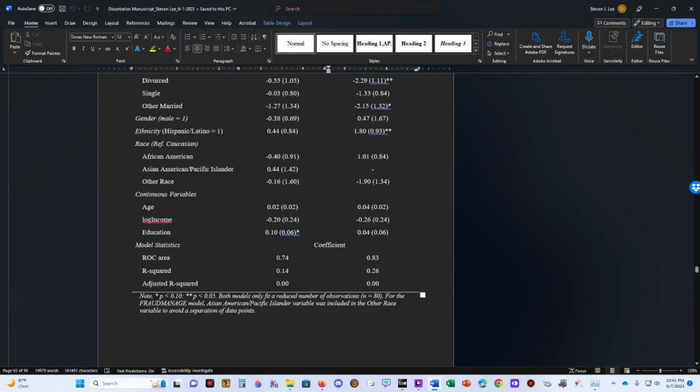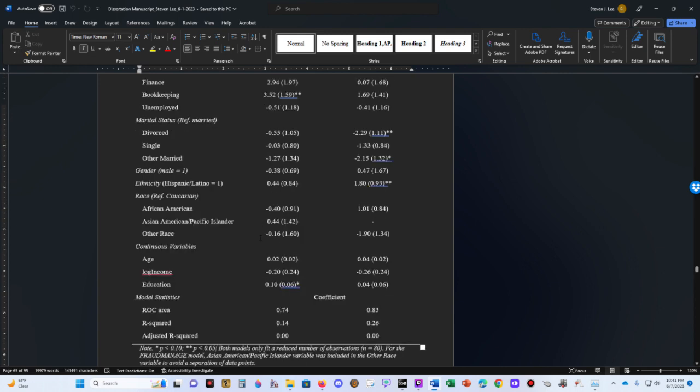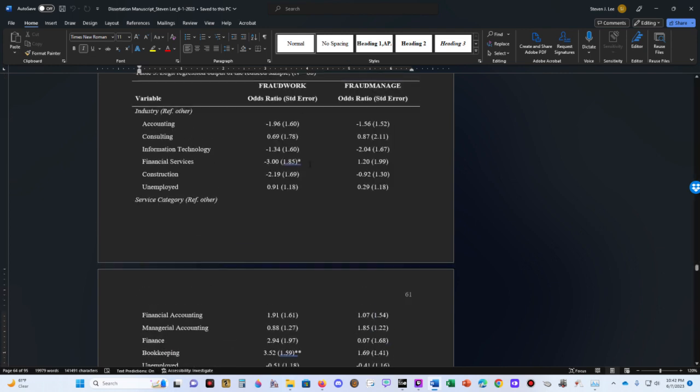But I did have a couple of variables that were significant at the 10% level, denoted by 1 star, and significance at the 5% level, denoted by 2 stars, right? That means, respectively, that the results had a less than 10% probability of occurring by chance and a 5% probability of occurring by chance, respectively. Okay, so starting here, I'll just go down.